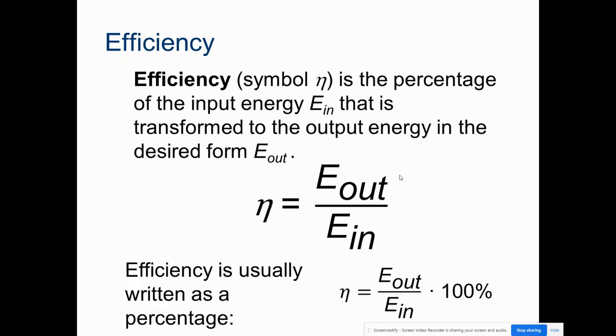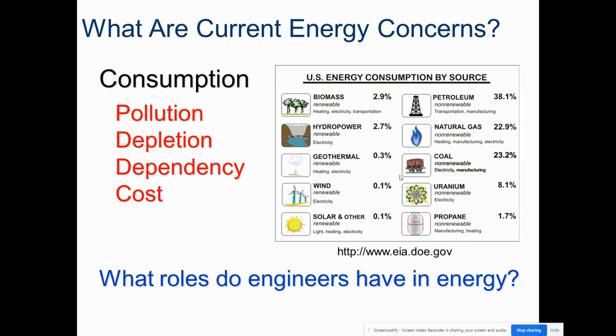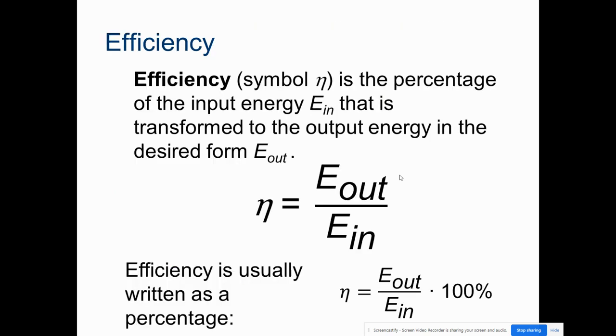All right, now we get into efficiency. This is the percentage of the input energy E in that is transformed to the output energy in the desired form E out. So efficiency is usually written as a percentage: E out over E in times 100%.